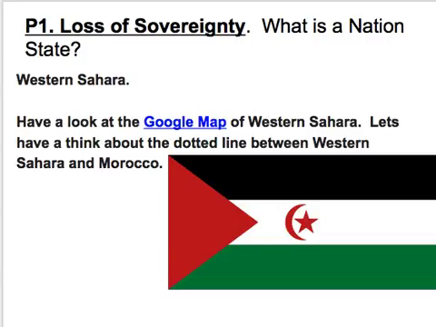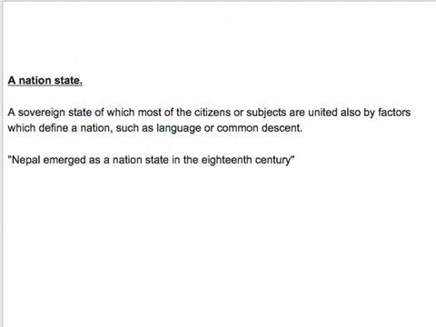Sovereignty. What sovereignty means is that a country has complete control over its internal affairs and doesn't have to answer to any external force. A nation state is slightly different. You can have a sovereign state which is not a nation state. So what is a nation state?